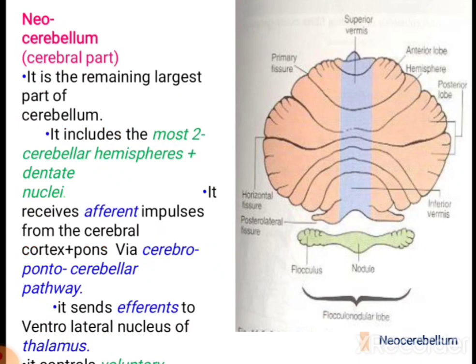Then come to the neocerebellum, that is the cerebral part. It is highlighted with orange color in this diagram. It is the remaining largest part of the cerebellum, and it includes two important cerebral hemispheres plus the dentate nuclei. It receives the afferent impulses from the cerebral cortex, that is from the cerebrum, plus pons via the cerebropontocerebellar pathway. It is a very important pathway. It sends efferents to the ventrolateral nucleus of the thalamus, and it controls the voluntary activities of our body.